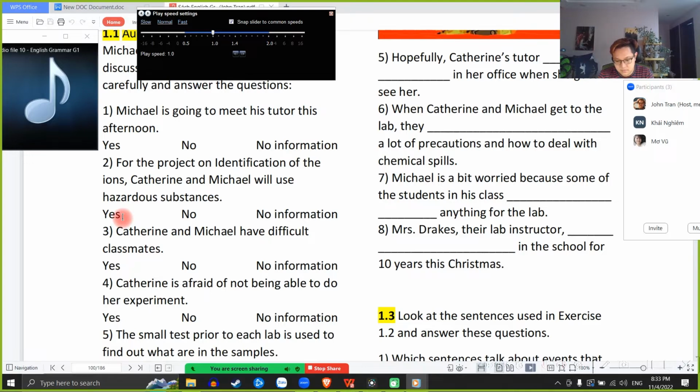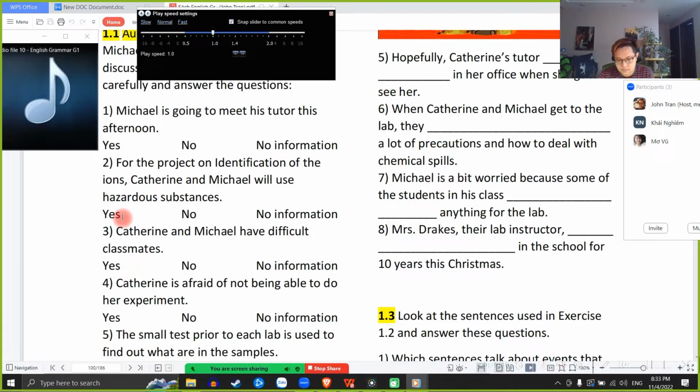Hopefully, she'll be in her office when I come. Have you read the requirements for this project? We have to use dangerous chemicals such as potassium cyanide and concentrated sulfuric acid, so I'm a bit scared. Yeah, I have seen it. By the time we get to the lab, we will have already read a lot of precautions and will know by then how to deal with chemical spills.